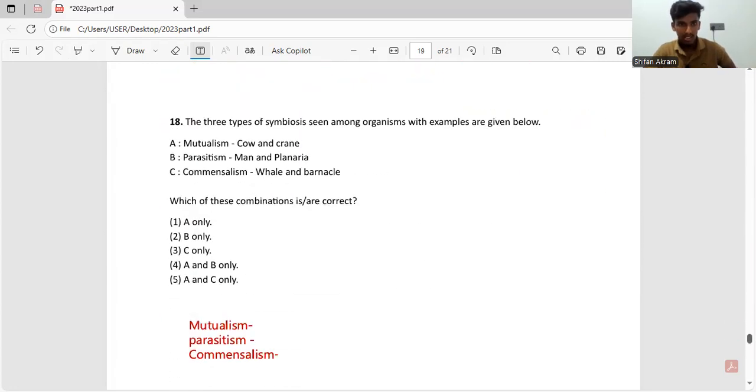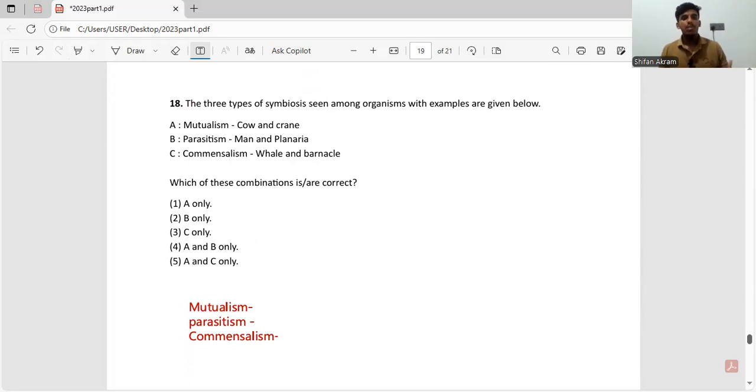Now let's go to the 18th question. Three types of symbiosis seen among organisms, with examples, are given below. We have mutualism, parasitism, and commensalism. These are three types of interactions that organisms undergo. In mutualism, both organisms benefit from each other. In parasitism, one organism benefits and the other is harmed. In commensalism, one organism benefits and the other is unaffected.